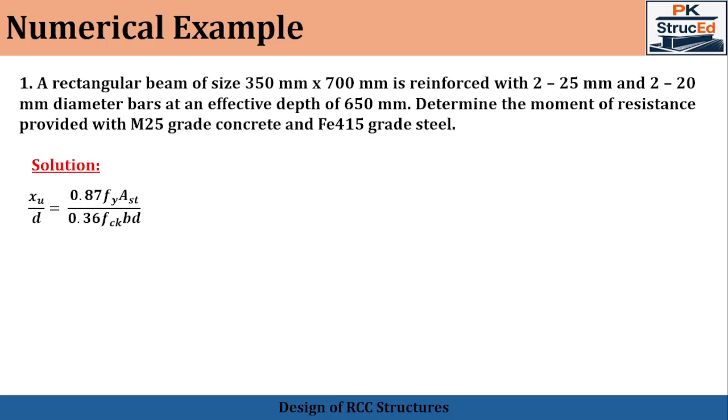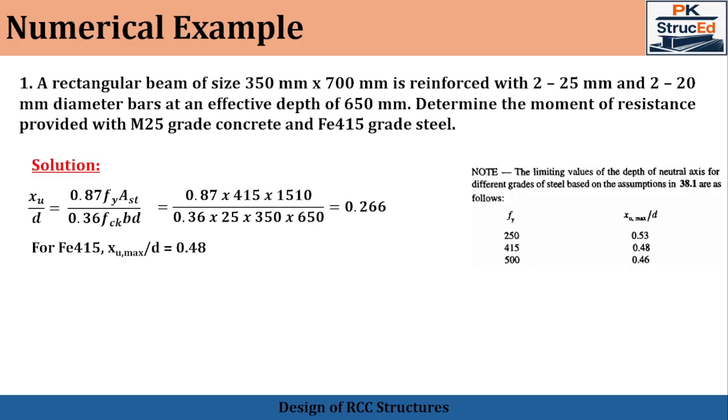This has been taken from Annexure G 1.1a of IS 456-2000, in which the formula has been given as XU by D is equal to 0.87 Fy AST divided by 0.36 FCK BD, wherein Fy and FCK are the characteristic strength of steel as well as concrete. AST is the area of the steel provided in the tension zone. B is the width of the section and small d represents the effective depth of the section. Since all the values are known, just substitute those values, we can get the value of XU by D as 0.266.